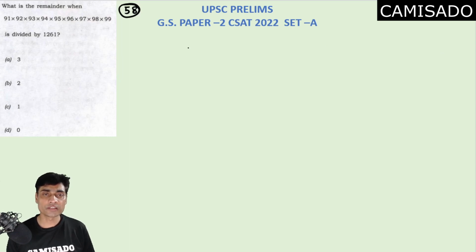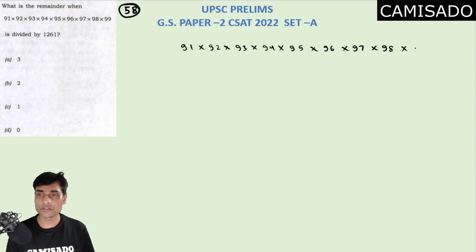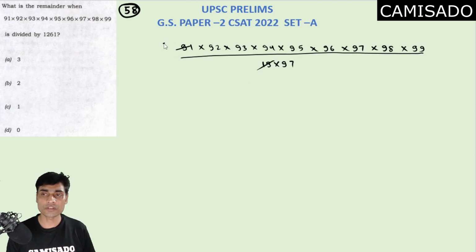Now again simple question. What is the remainder when this quantity is divided by 1261? So basically 91 into 92 into 93 into 94 into 95 into 96 into 97 into 98 into 99 divided by 1261. Now 1261 can be written as 13 into 97. So when we use this, then 13 cancels the 91 and 97 cancels by 97. So the remainder is, it is a case of exact division, remainder is 0 here. So directly remainder is 0.